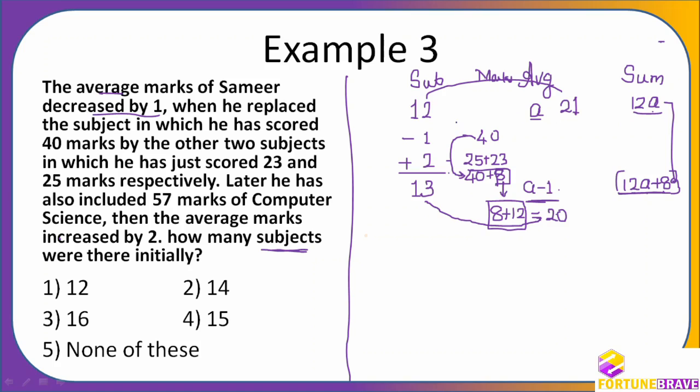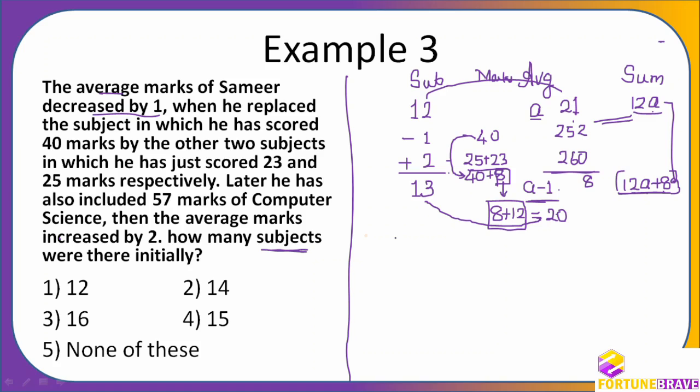So 21 into 12 will be how much? 12 ones are 12, 12 twos are 24, so 252. So this is 252. So this should be what? 13 into 20. 13 into 20 will be 260. Right? The difference is 8. So you can see that this is okay. This is working. Now let us go to the next one.